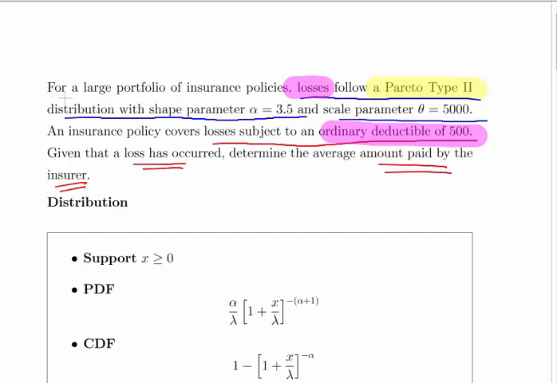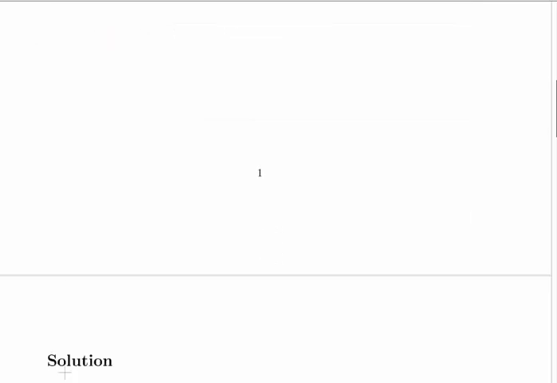So if the cost is less than 500, the insurer doesn't have to pay anything, so the cost there is zero. If the cost is greater than 500, let's say 750, that means the insurer has to pay out 250. So this question covers both of those scenarios: the average amount paid out by the insurer. So it's slightly a trick question.